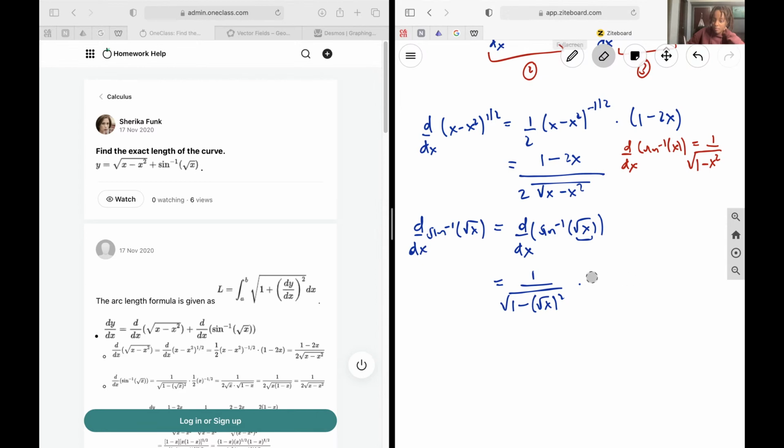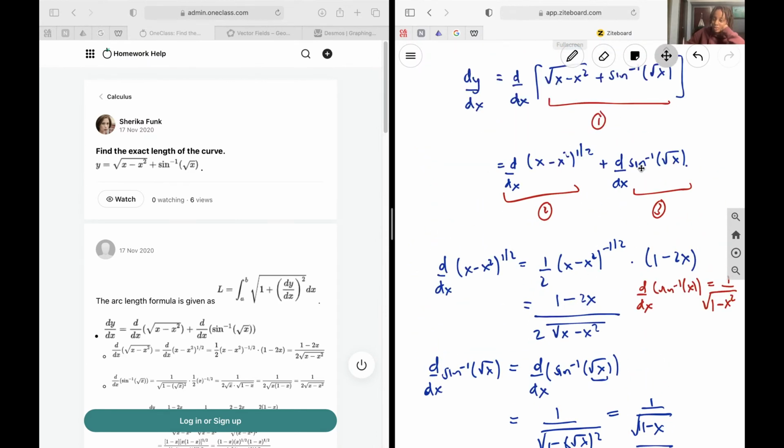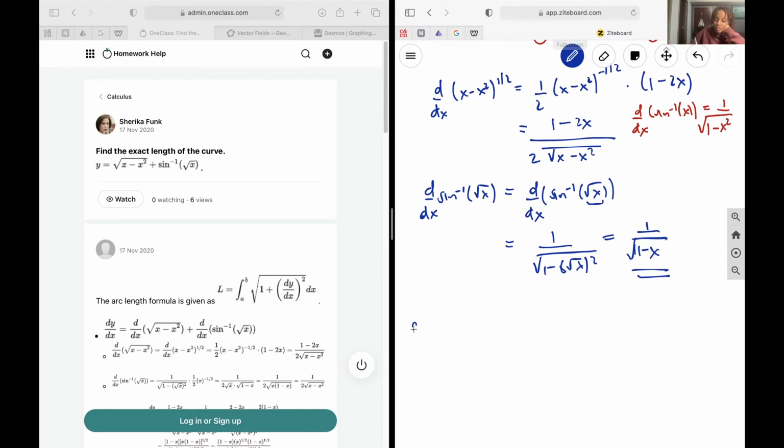My apologies. Yeah, so this is just going to give me 1 over 1 minus root x squared, off of what I showed you before. And this is just going to give me 1 over root 1 minus x once I evaluate root x squared, which is just x. And so now when I put that all together, because I need to add the two of them as I've seen here, I will get that dy over dx is equal to 1 minus 2x over 2 root x minus x squared, plus 1 over root 1 minus x, I believe.